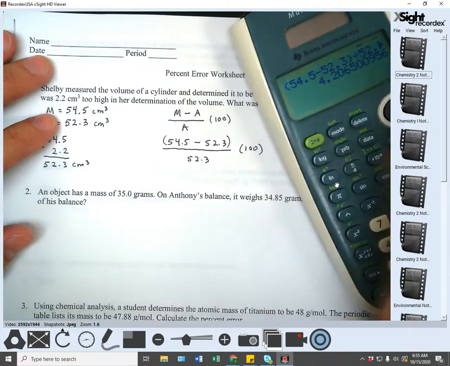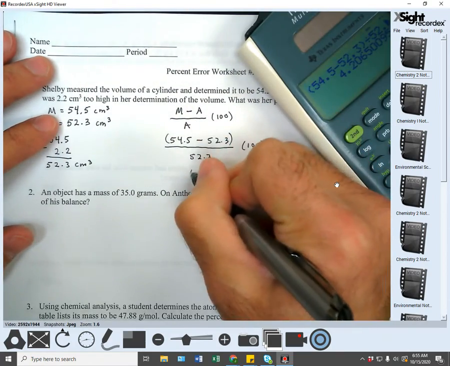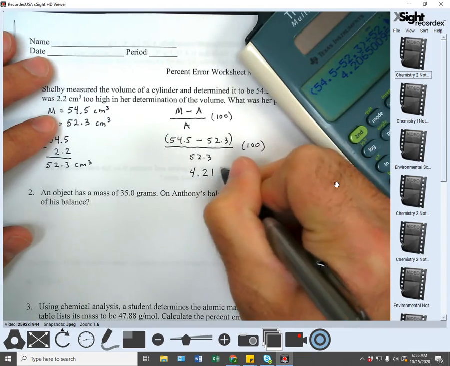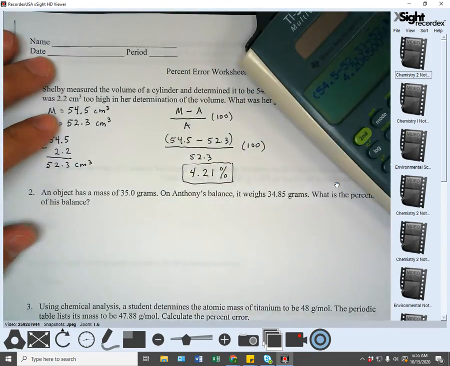All right, so this one I'm just going to do 4.21, and percent is my label, and that's the answer for the first one. Okay.